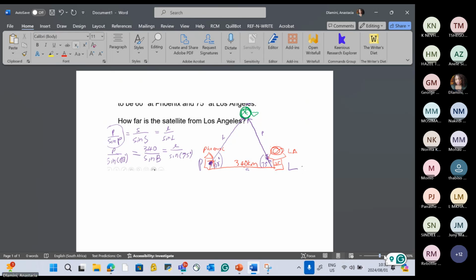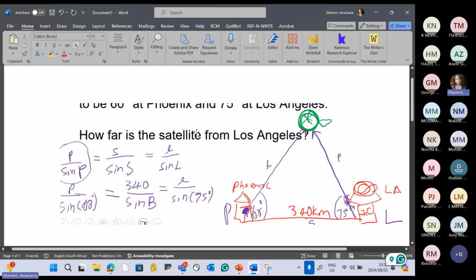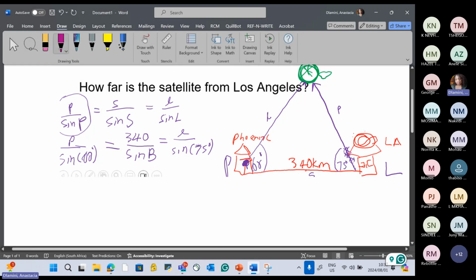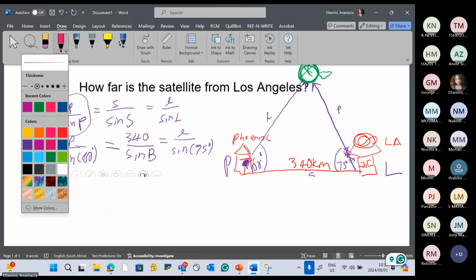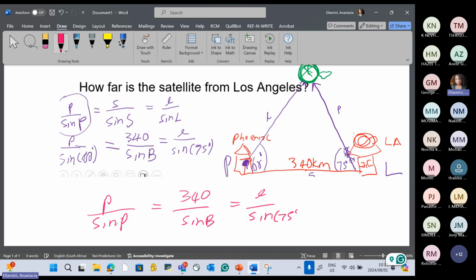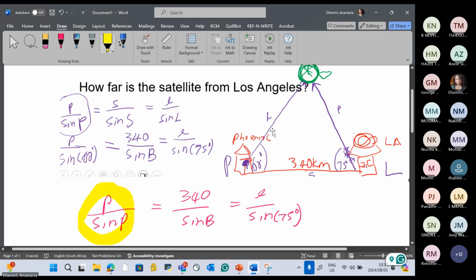Now, you go and look at this. You're like, okay, fine. I wrote this part over here. I have sine of P over sine of P equals S, which is 340 kilometers over sine of B. Then I have L over sine of 75 degrees. Do we agree we have to keep this one here? Yes or no?